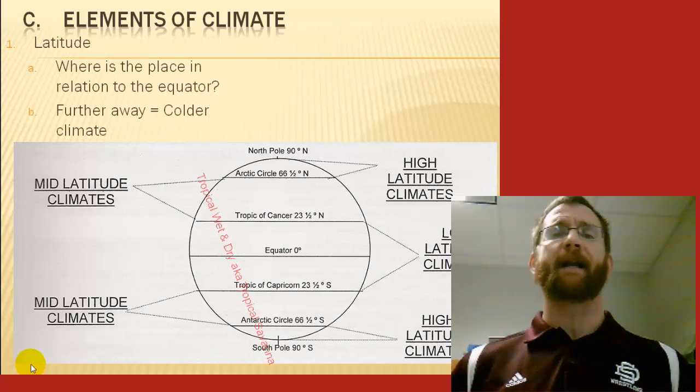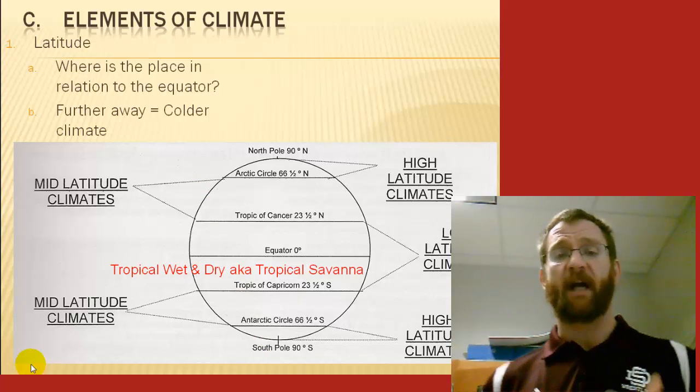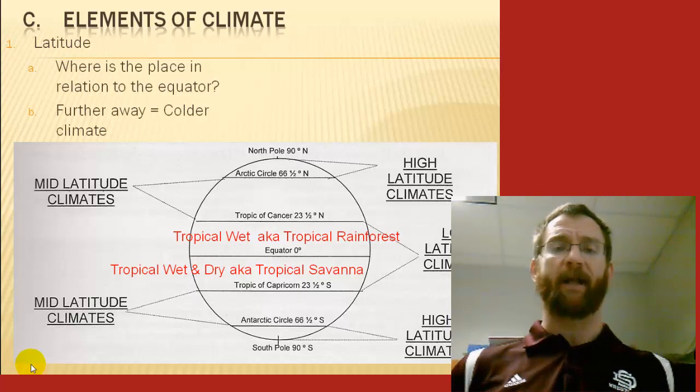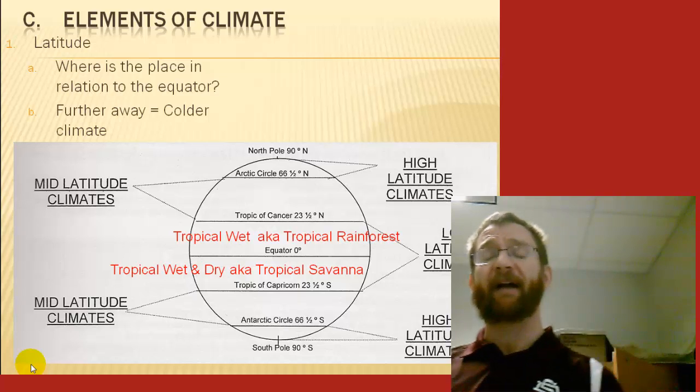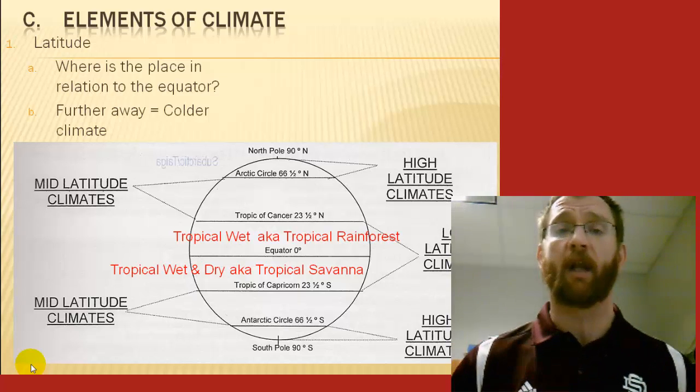You're simply going to write down what the latitudes are, or the climates are. At low latitudes, tropical, we've got tropical wet and dry, sometimes known as tropical savanna climate. And you also have tropical wet or rainforest climate. So you've got those two climates at the lower latitudes.